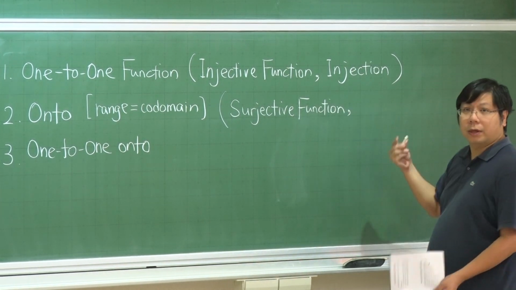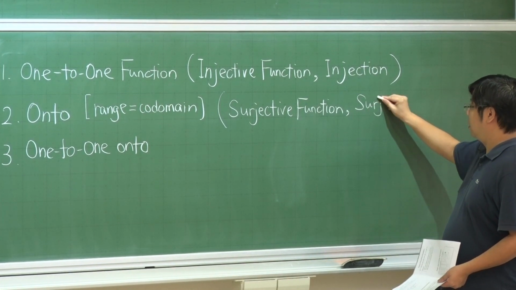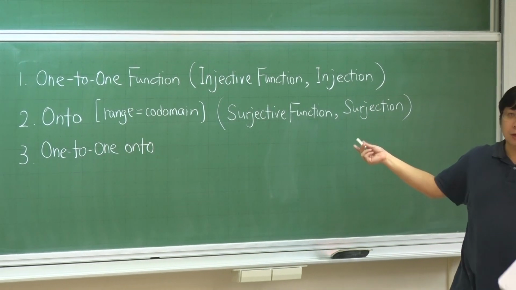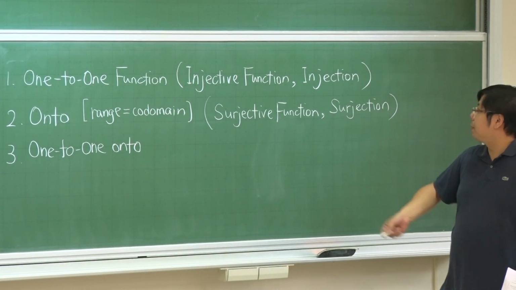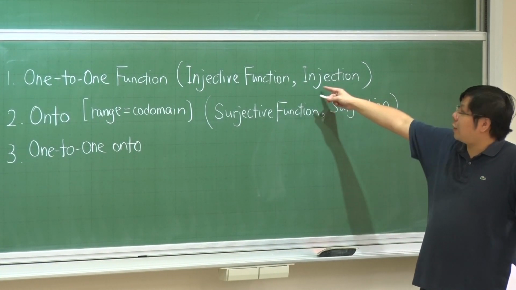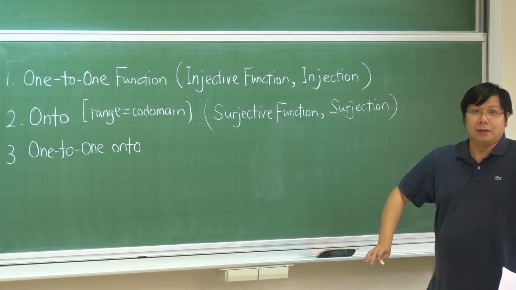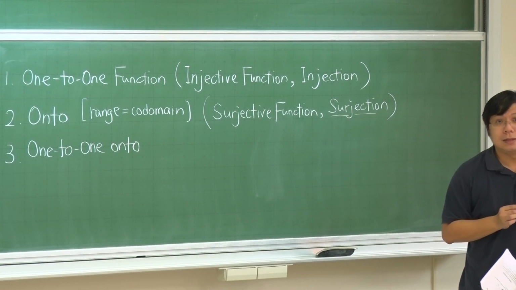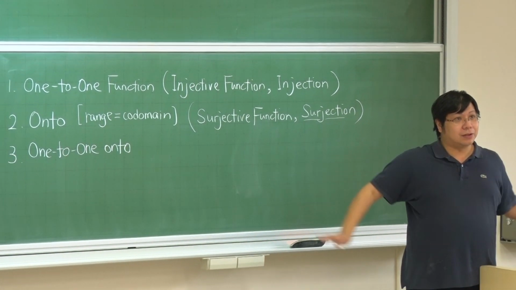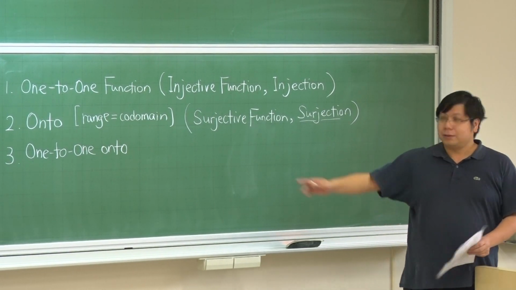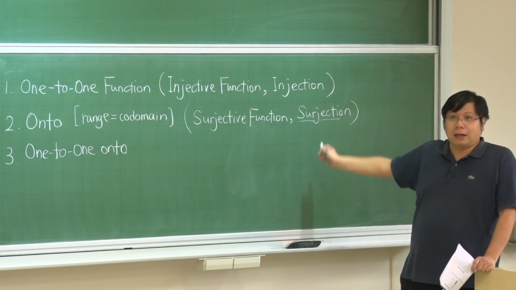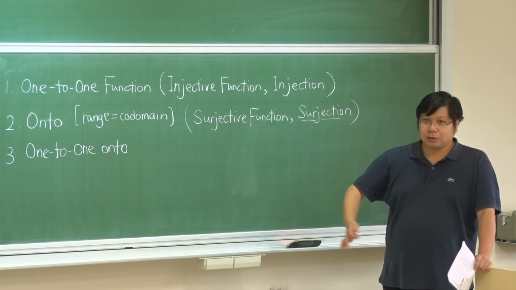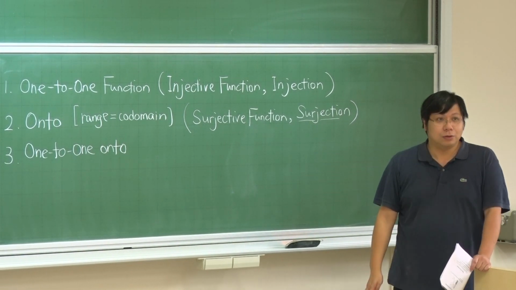Or simply, we call it a surjection. Surjection is not a common English word, but you can think of it like this: injection is to put something into it, and surjection is still to put something, but over the whole surface. Everything on the surface is completely covered. So this is how you may try to remember that a surjective function is an onto function, and an onto function means that the range turns out to be exactly equal to the codomain.